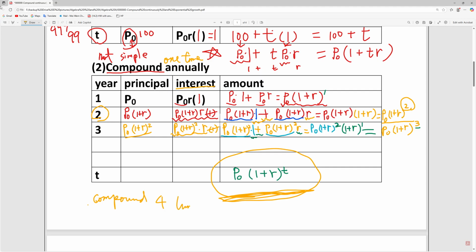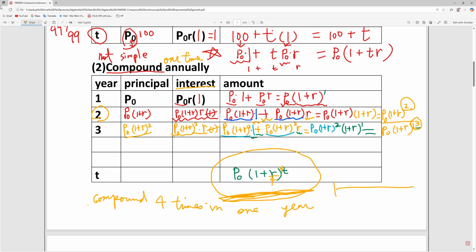4 times in 1 year. What happened? If you compound 4 times in 1 year, then you need to times 4. Agree? 4 times. Because every time you compound, you increase your exponent. But if you compound 4 times in 1 year, this R is the annual rate. So I'm not supposed to give you the full annual rate.